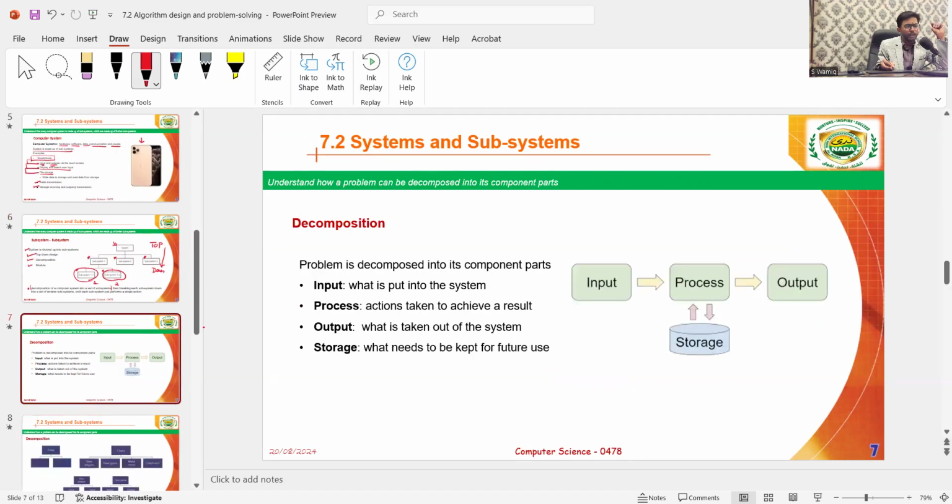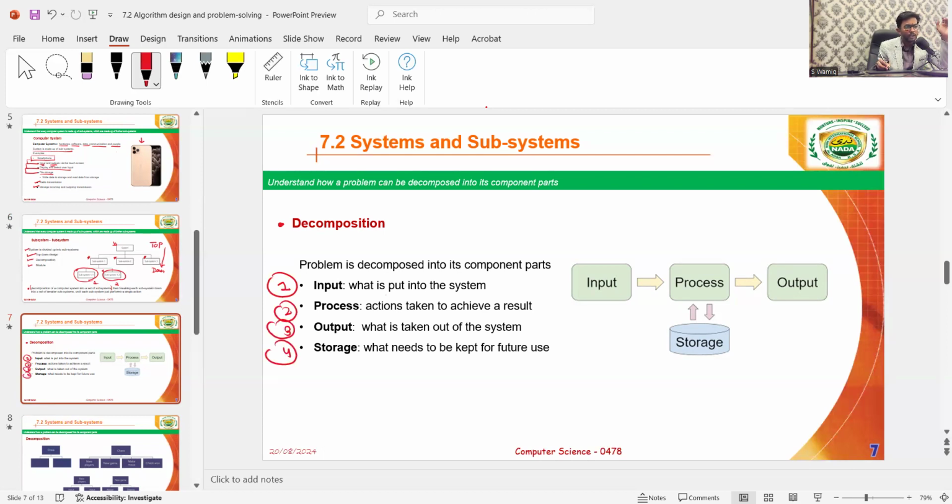Now, when it comes to decomposition, it means that you are dividing your problem into many sub-areas. A decomposition always has these stages: we look for input, we look for process, we look for output, and we look for storage.